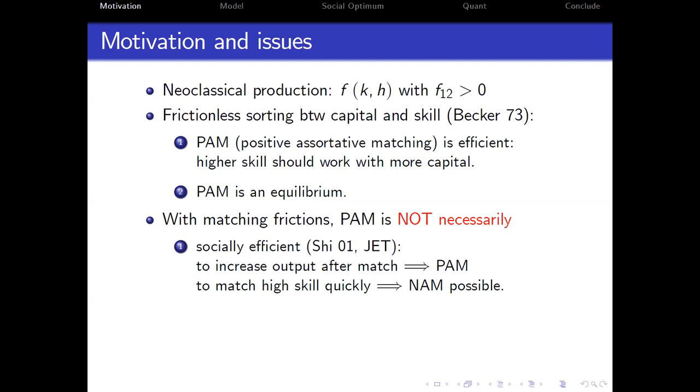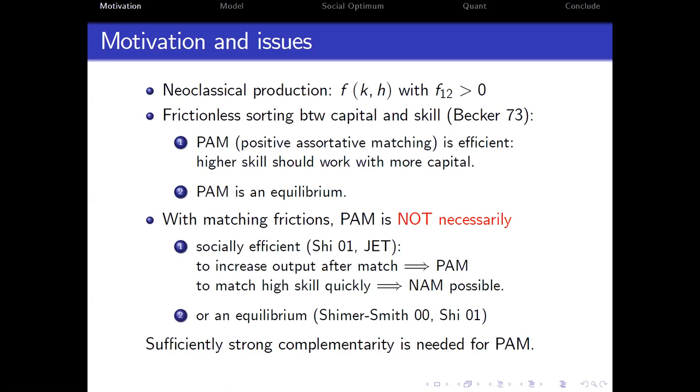The central idea there, or trade-off, is that the social planner has to make a trade-off between the increased output resulting from PAM versus the matching rate. You can insist on PAM, but then it takes a long time for people to meet, and that's not necessarily a good idea if complementarity is not strong enough. And also it's not necessarily an equilibrium. The paper I did in JET also has an equilibrium part. The equilibrium is socially efficient, of course, so since the social optimum is not necessarily PAM, the equilibrium is not necessarily PAM either.